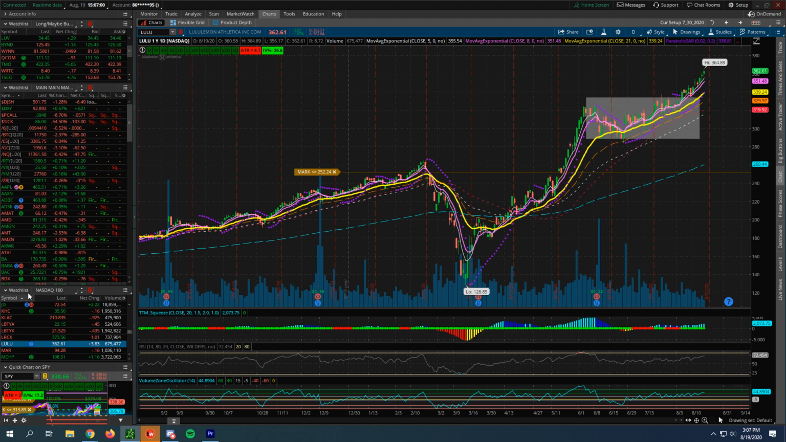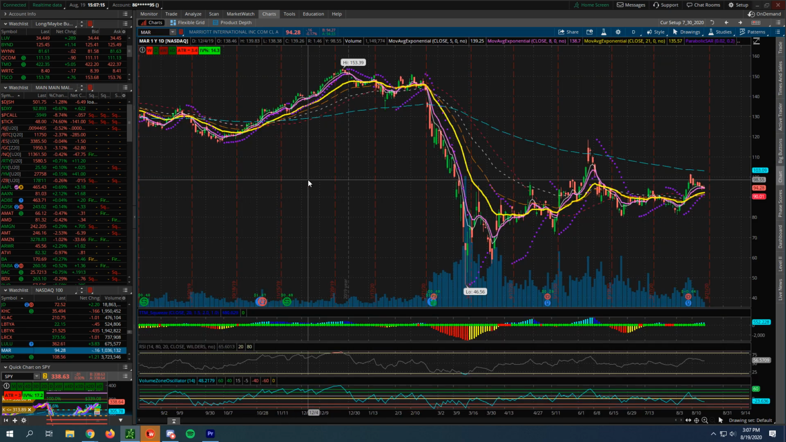Lulu, got to get those yoga pants. You can see here this previous pattern we talked about. It was in a box, really holding that 21 EMA and 34. It broke through that box beautifully and just continued climbing higher. Really looking for this pattern to continue, most likely into earnings for a nice earnings run.